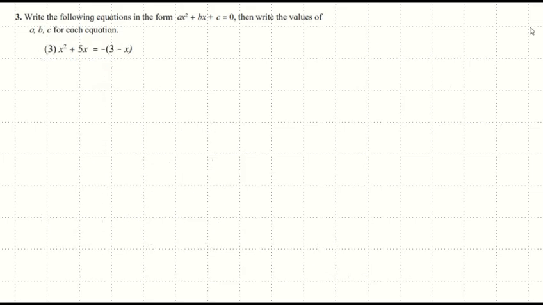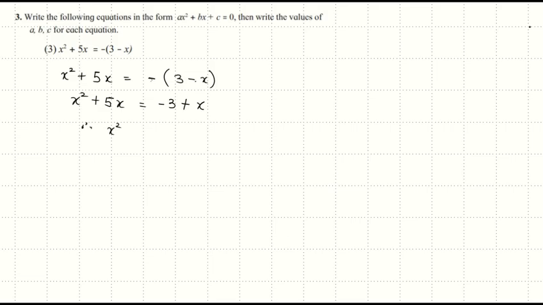Next equation from question number 3, we have the given is x square plus 5x is equal to minus 3 minus x. Okay, we will just write or solve this first, solving the bracket first. This is minus 3 and minus x. So write down this as it is, x square plus 5x. Solve the right hand side. Minus into 3 is minus 3. Minus into minus is plus x. Okay, so bring it together.